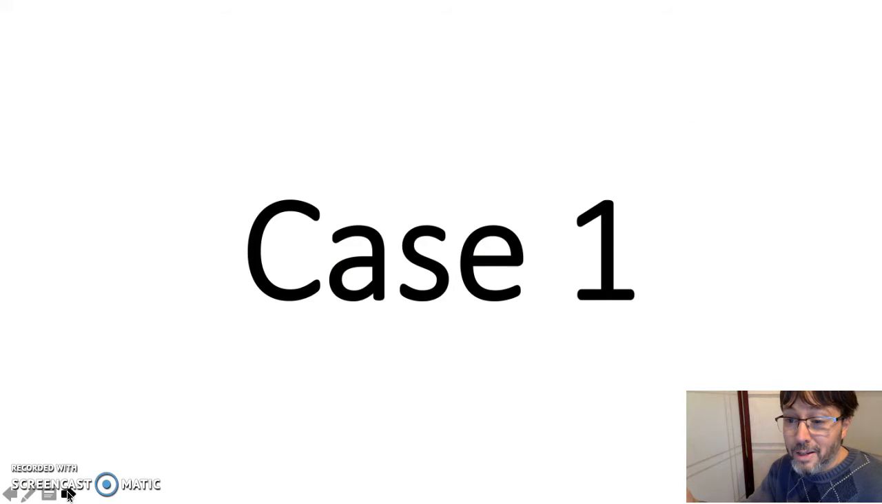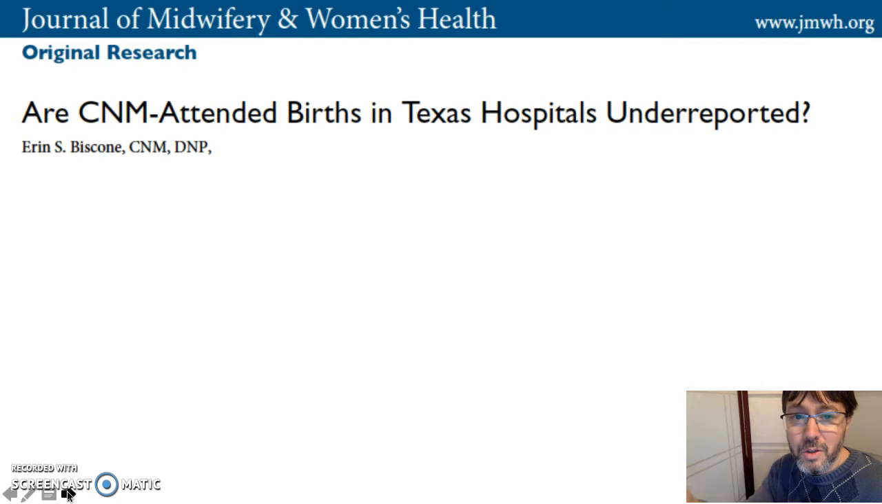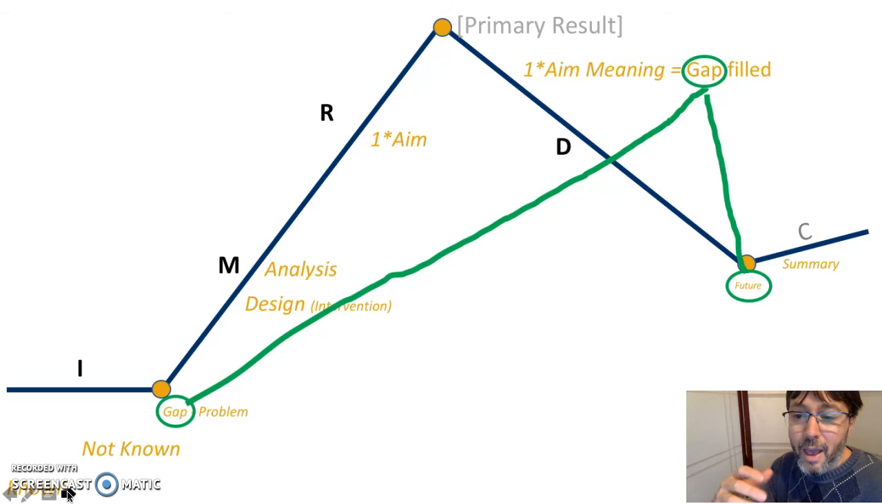Your abstract is essentially a condensing of the introduction, methods, results, and discussion sections. So I'll give you 2 case examples. One is from one of your colleagues who looked at are certified nurse midwife attended births in Texas hospitals underreported. So this is someone who preceded you in the program. And in their work, they looked at what was known about midwifery documented deliveries.